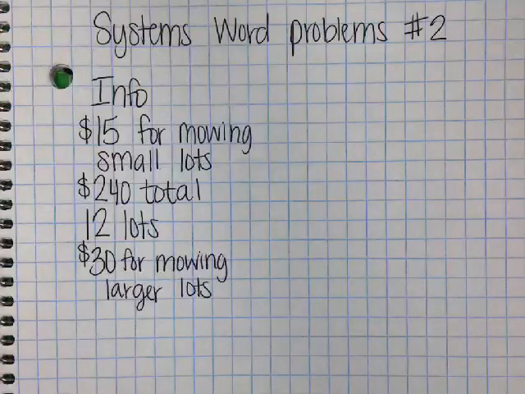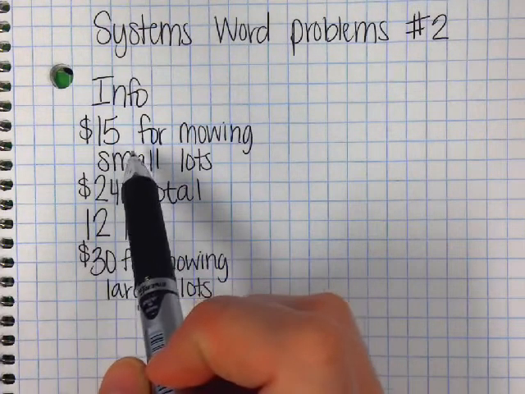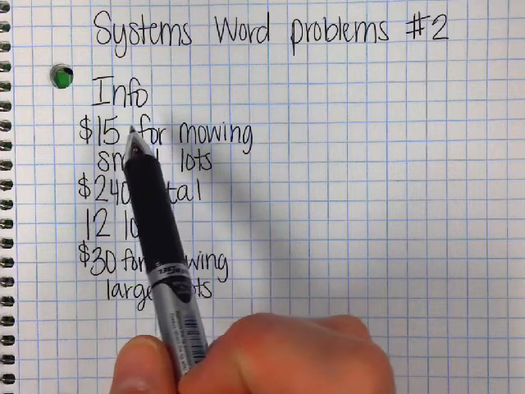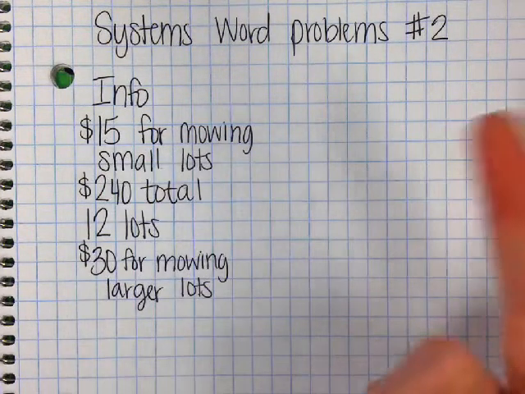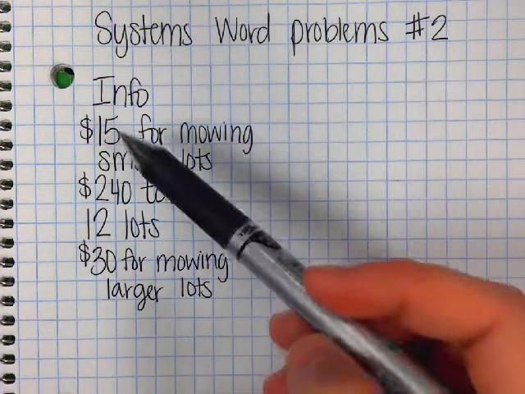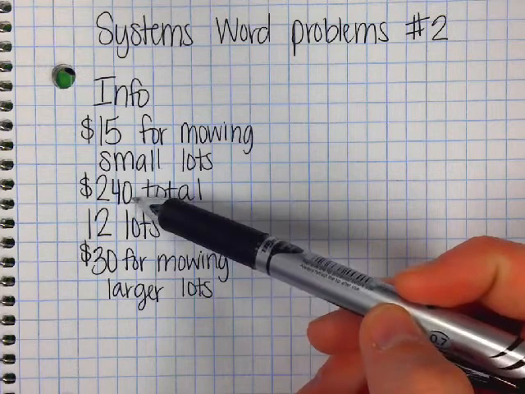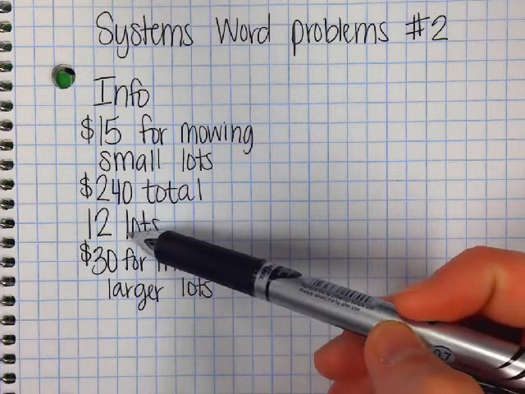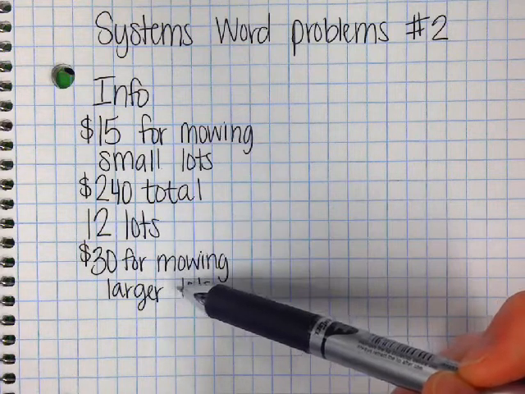So systems, word problems, this is the second part. If you look, it says info. I'm not going to write out the whole problem because it's really long, but it's talking about Stephen, who has mowed two different types of lots. He mowed small lots and large lots. He charges $15 for small lots, $30 for large lots. He knows that he made $240 total and that he mowed 12 lots. He just can't remember how many small lots he mowed and how many large lots.